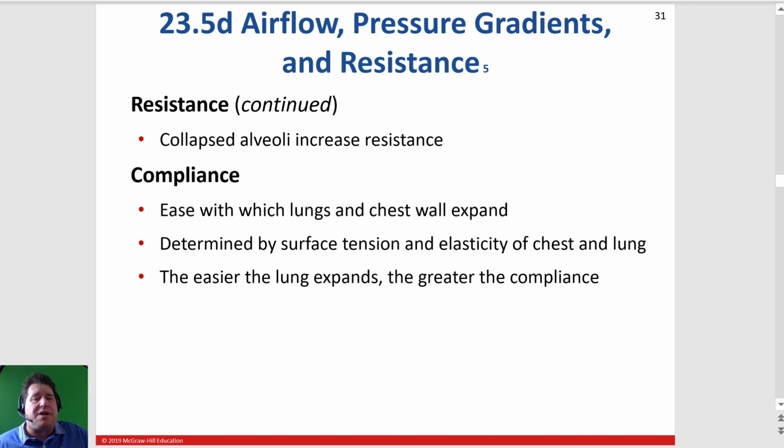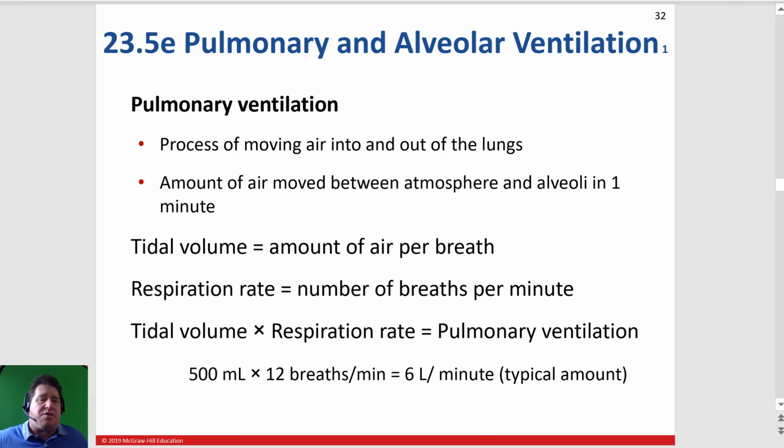Talking a little bit about alveolar collapsing, this has to do with what we call compliance, the ease with which the lungs and chest wall expand. So that elasticity, basically, or compliance. Elasticity is its ability to stretch. Compliance is its ability to stretch and then return to the shape that it was in. So it's kind of both of those. And changes in compliance are going to change the resistance and change the flow.